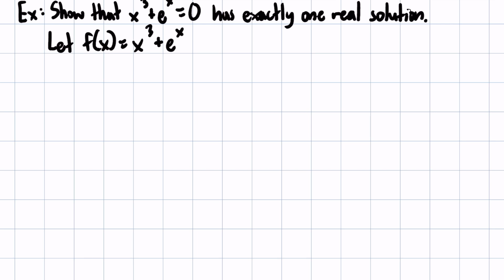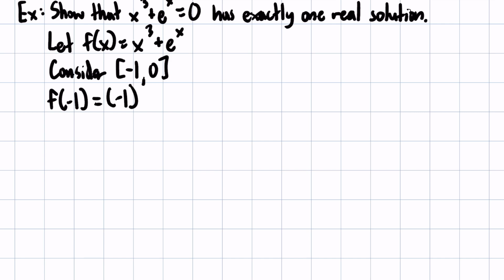So let's try the interval 0, 1. Or sorry, we're going to do -1 to 0. So let's plug in -1 and 0 and see what we get. f of -1 is -1 cubed plus e to the -1. That's -1 plus 1 over e. e is 2.718, so 1 over e is close to a half. So basically, this is going to come out to being something negative.